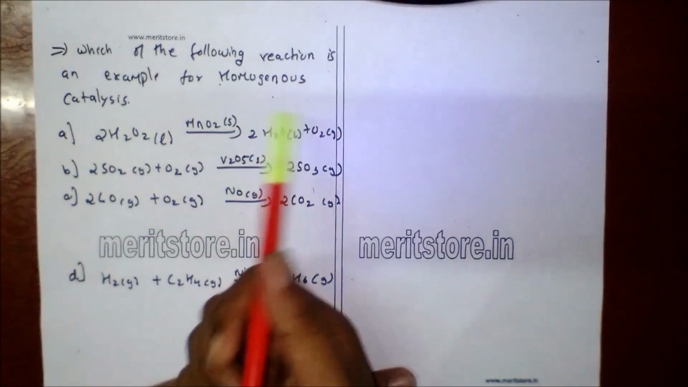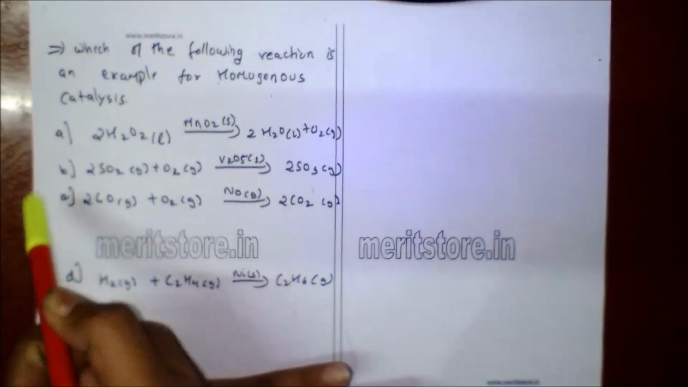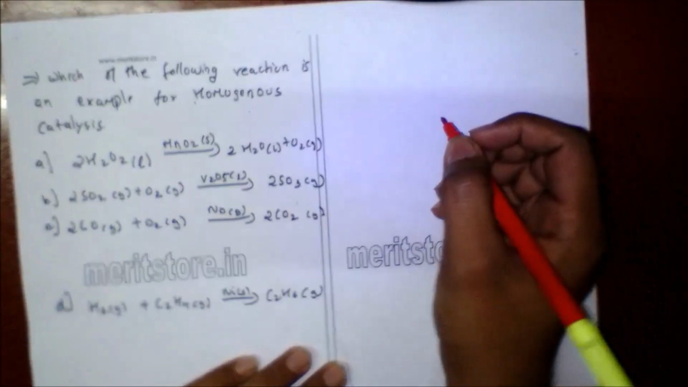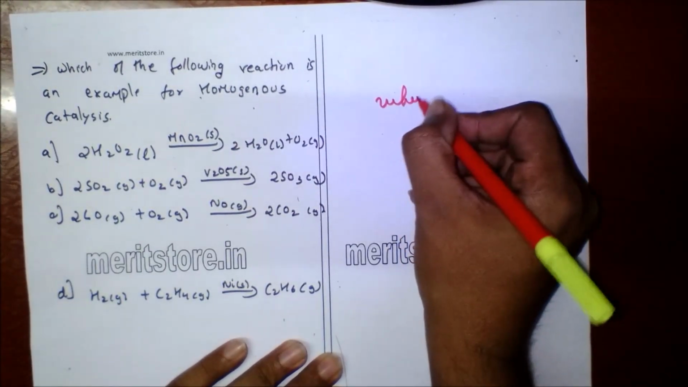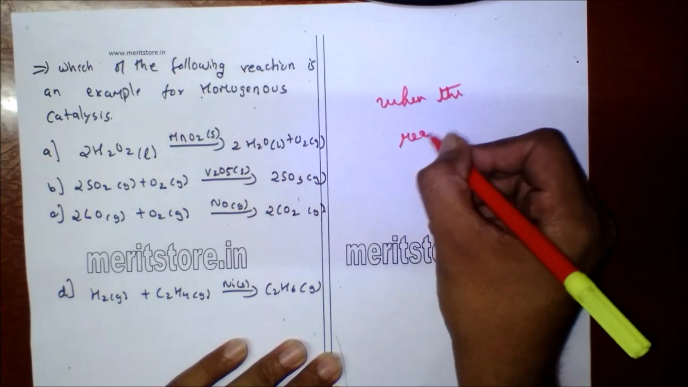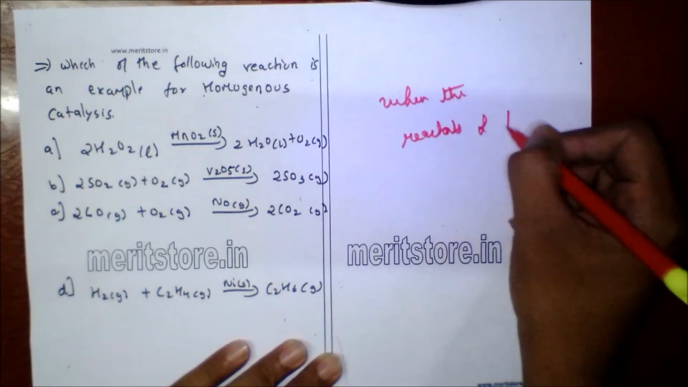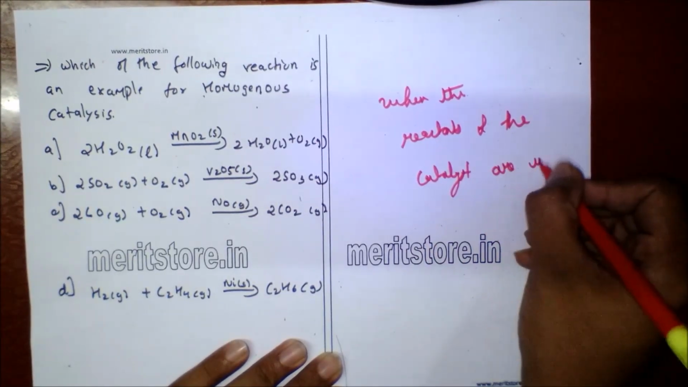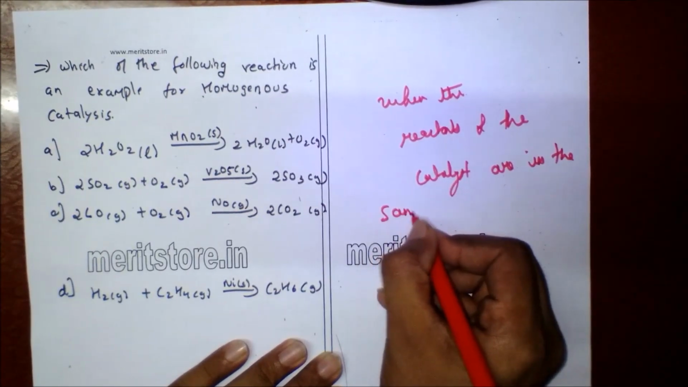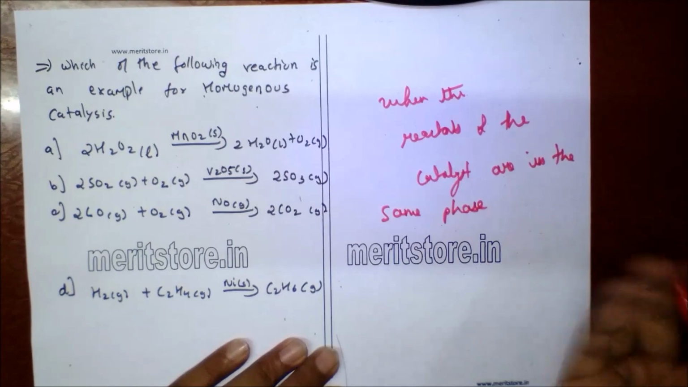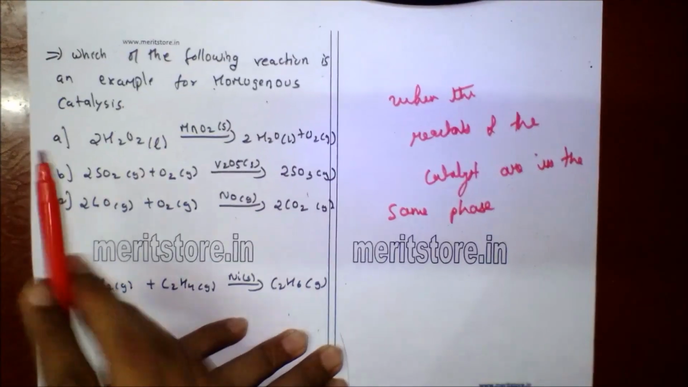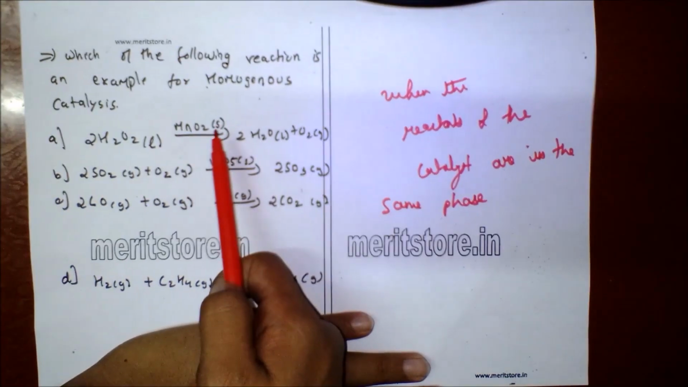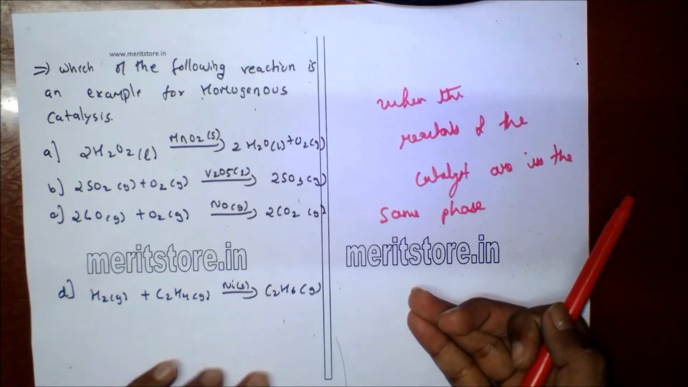Which of the following reactions is an example for homogeneous catalysis? Here are the options A, B, C, and D. Now, when the reactants and the catalyst are in the same phase, then the reaction is known as a homogeneous reaction. Now, in the first example, the reactants are in liquid and gaseous phases. However, the catalyst is in the solid phase. Therefore, option A is not a homogeneous catalysis.